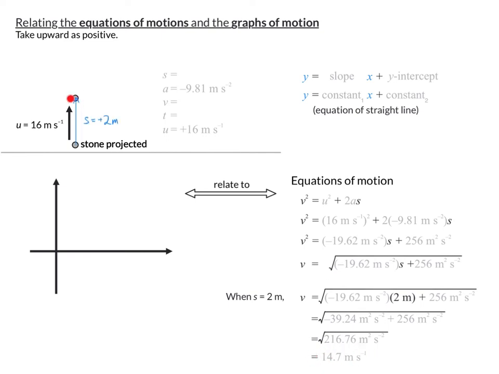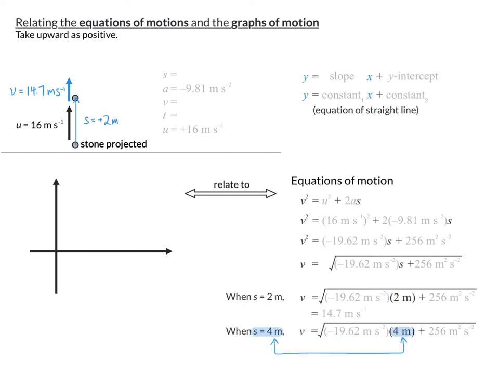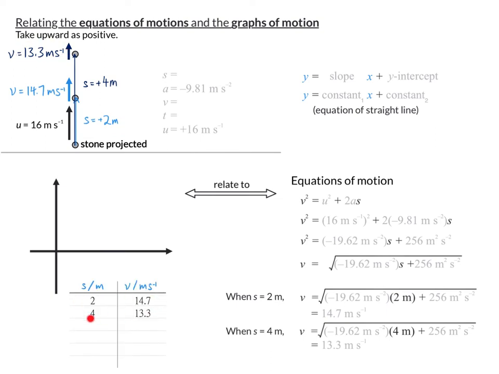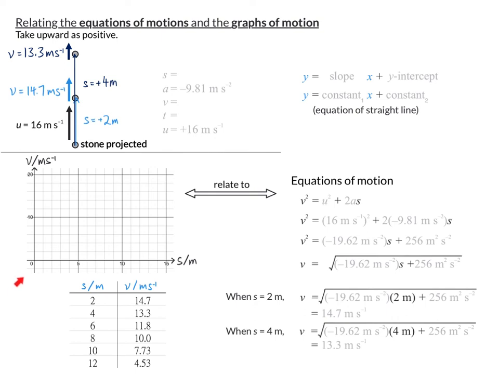That is, when the object is at a displacement of positive 2 meters, its speed is 14.7 meters per second. Similarly, when s is 4 meters, press your calculator and you will have v equal to 13.3 meters per second. That means when it goes higher to a displacement of positive 4 meters, it will slow down to a speed of 13.3 meters per second. We can go on and on with this and get many pairs of displacement s and the corresponding velocity v as shown here. Plot them patiently on the graph paper.